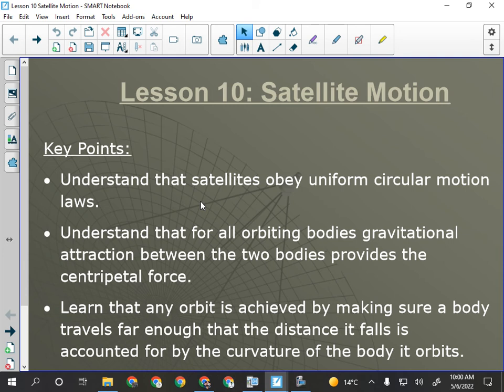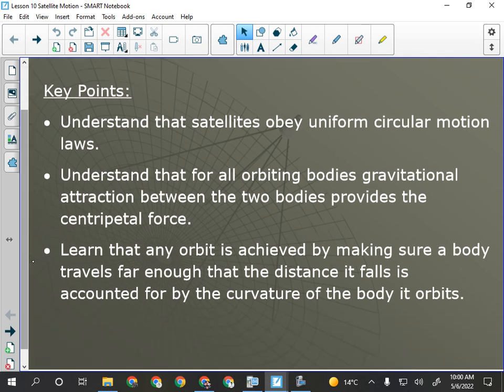Gravity. Yeah. The force of gravity is what makes something orbit something else. Okay? Unless we're talking about electrons orbiting the nucleus of an atom, in which case that's electromagnetic. So different. But when we're talking about planets and stars and things like that, we're talking about force of gravity. So we need to understand that satellites obey uniform circular motion laws. So back to uniform stuff. The speed will be constant throughout the orbit. Simplified, of course. And we know it's not really, but simplified.